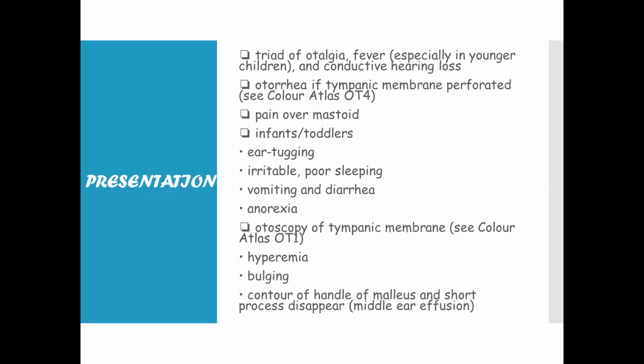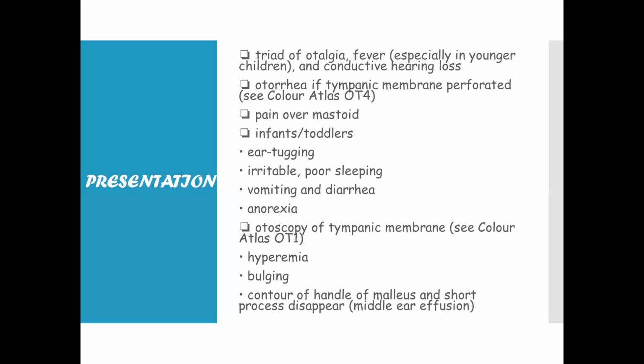So, what is the presentation of acute otitis media? We have a triad of otalgia, fever, and conductive hearing loss. Otalgia refers to ear pain, and fever is more common in younger children. Then there's otorrhea, in case the tympanic membrane is perforated. Otorrhea basically refers to draining from the ears. Then there's pain over the mastoid.